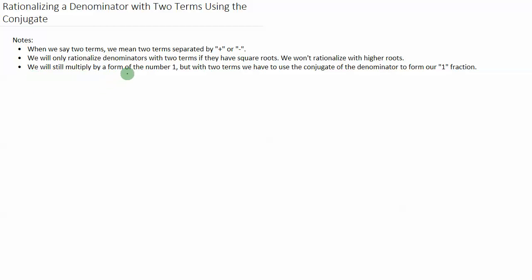We will only rationalize denominators with two terms that have square roots. No cube roots, fourth roots, fifth roots, etc. And just like when we rationalize denominators with one term, we will still multiply by a form of the number 1. But when we have two terms in the denominator, our form of 1 will use the conjugate of the denominator. That's how you'll get rid of the square roots on the denominator. Okay, so let's see some examples.